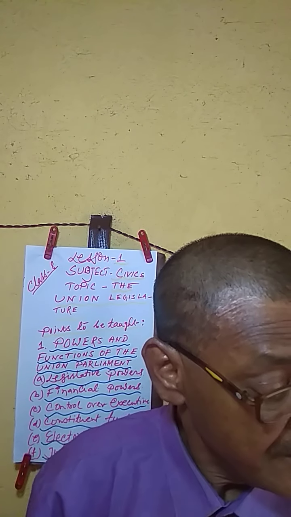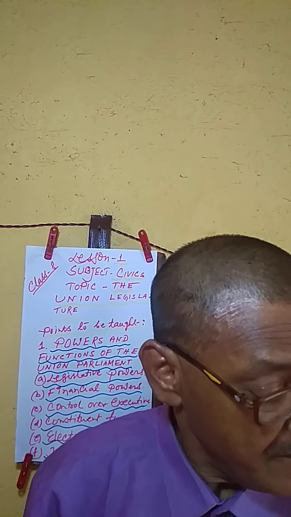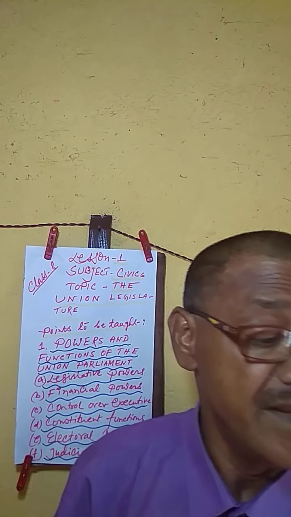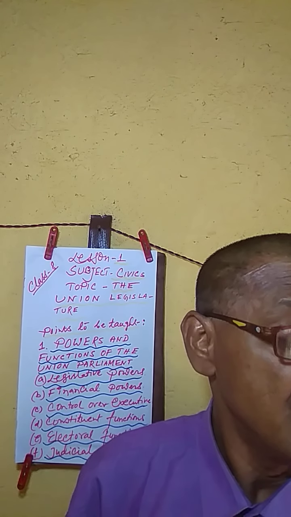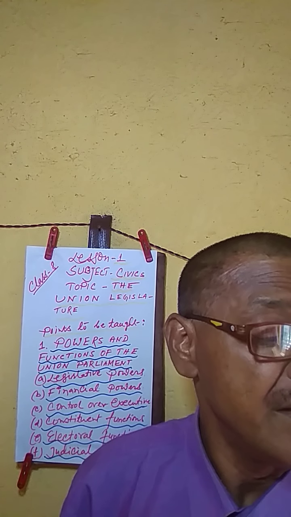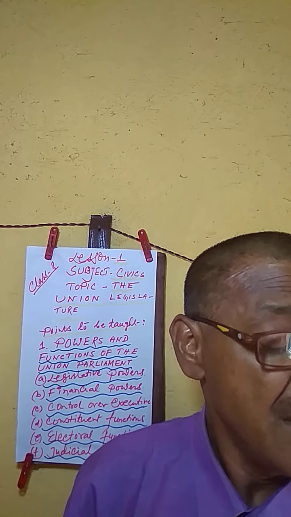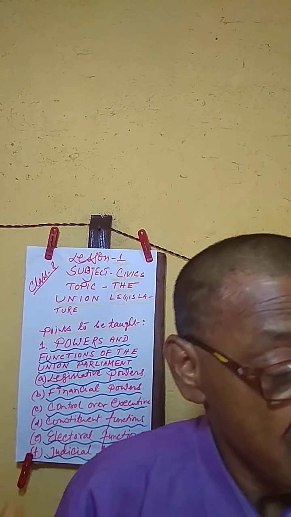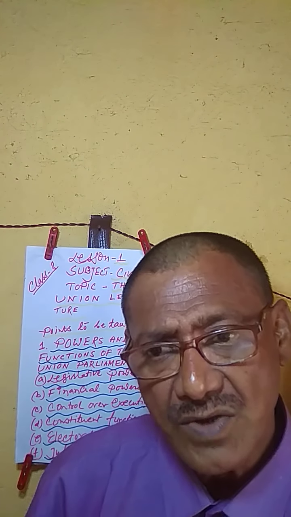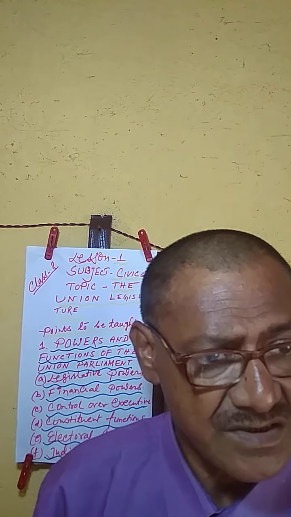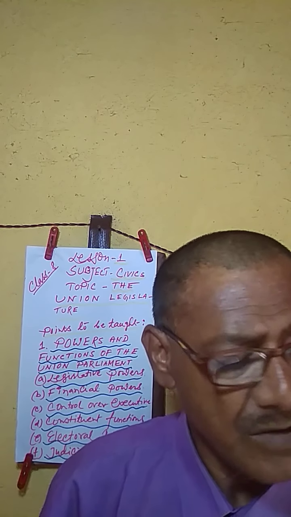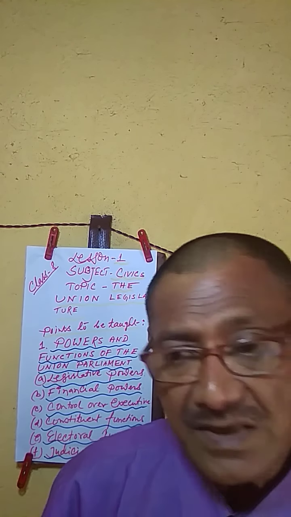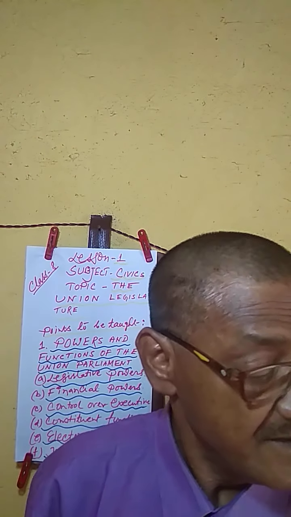And next one, constituent functions. Under Article 368 of the Constitution, the Parliament can amend the Constitution, and in that case it needs the consent of the two houses with full majority, or two-third majority of the houses in certain specific cases.